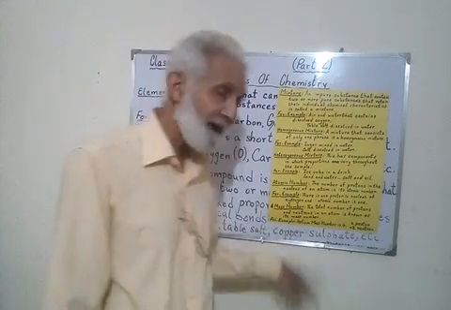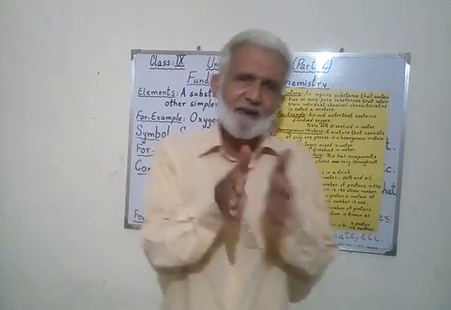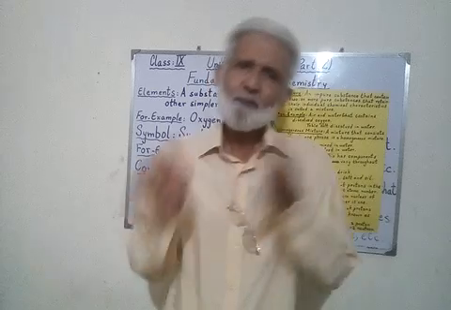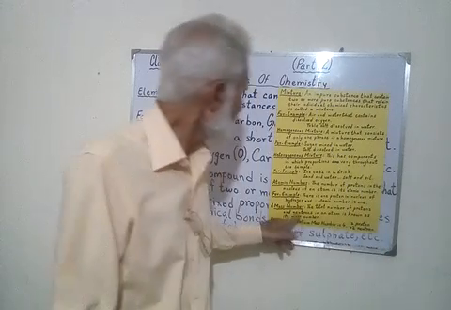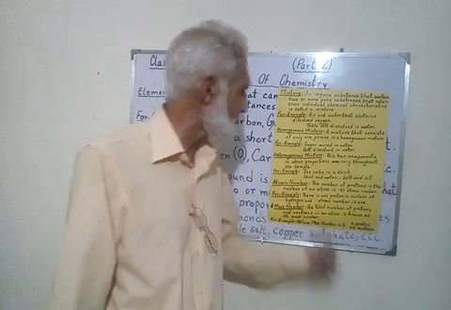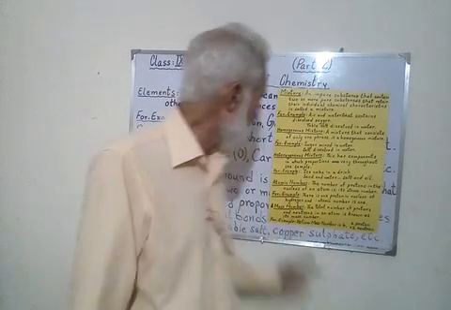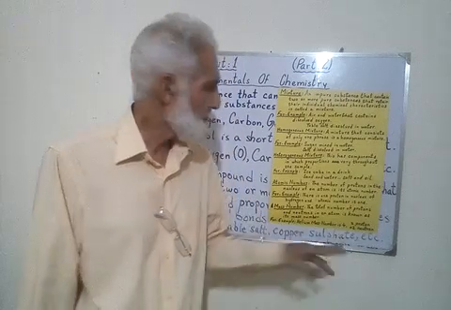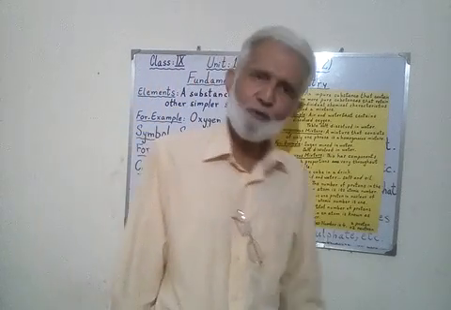And what is mass number? Mass number is the number of protons plus the number of neutrons. So the total number of protons and neutrons in an atom is known as its mass number. Like helium has a mass number of 4. Why? Because there are 2 protons and 2 neutrons.